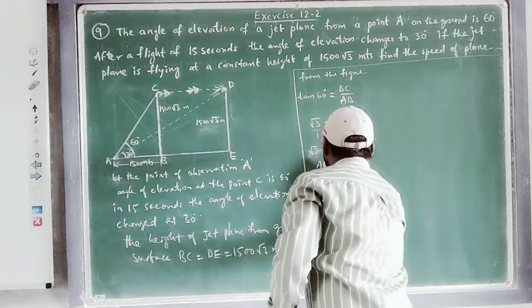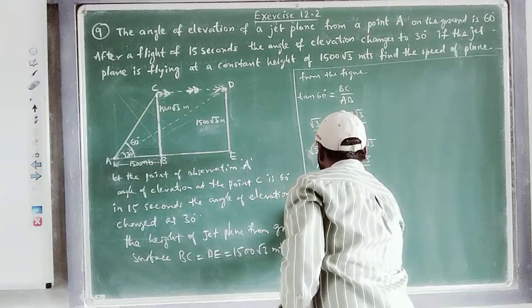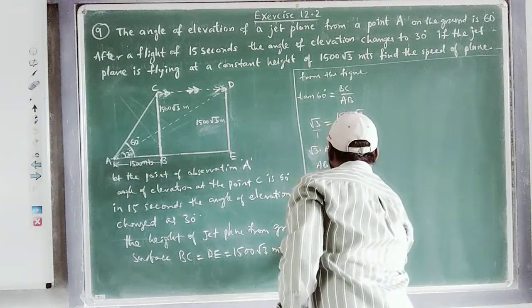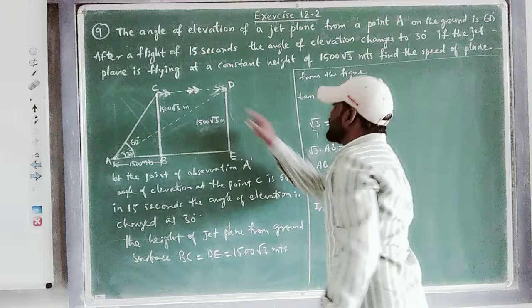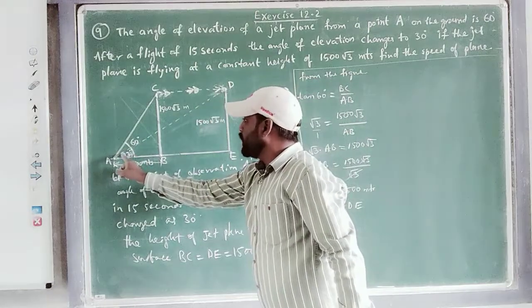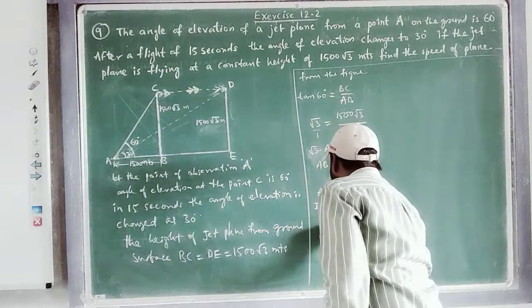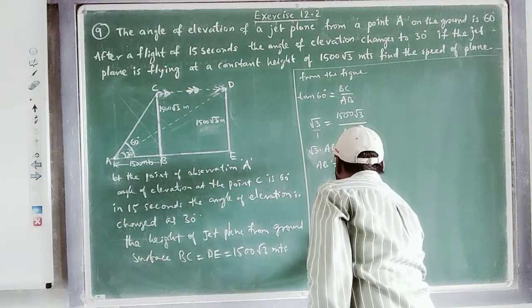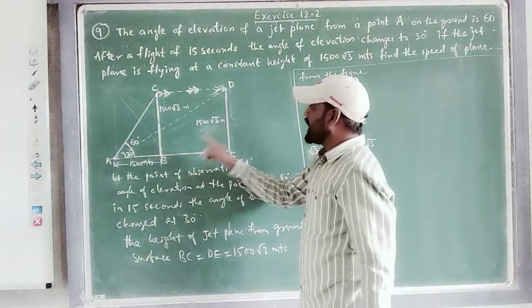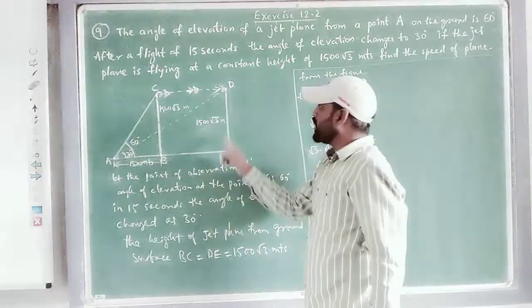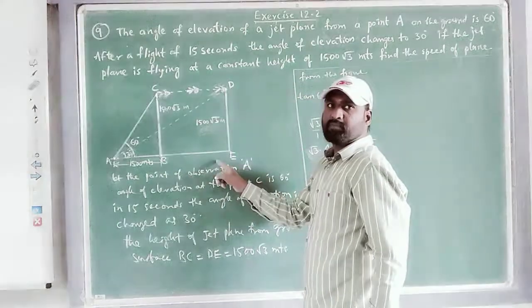In triangle ADE, this is the line. What is the angle? 30 degrees. The angle of elevation is changed. Now, tan 30. Why tan again? Because here we are going to find the opposite side and adjacent side. So, opposite side by adjacent side is nothing but tan.